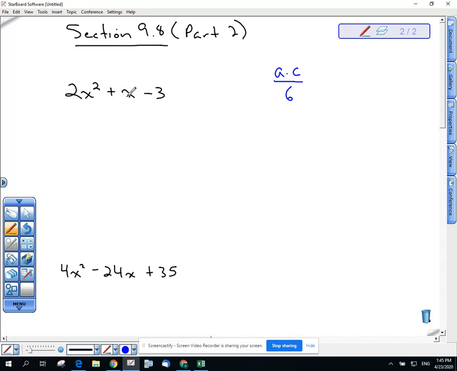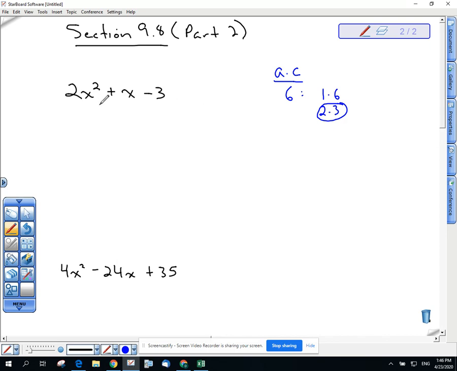Recall in section 9.5 that it's this symbol right here which determines whether we're looking for a sum or a difference. That's still true. So as I look at 6, you could have 1 times 6, you could have 2 times 3. And the question then becomes, which of these 2 gives you a difference of this number here, 1? So obviously it's going to be 2 and 3. We're going to use 2 and 3.